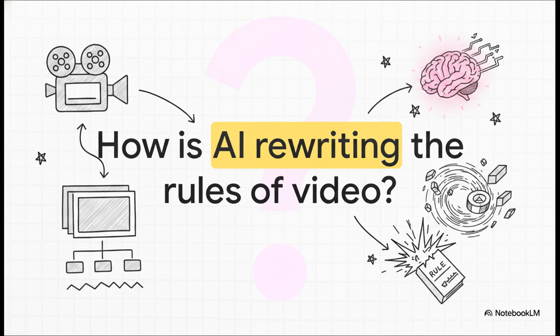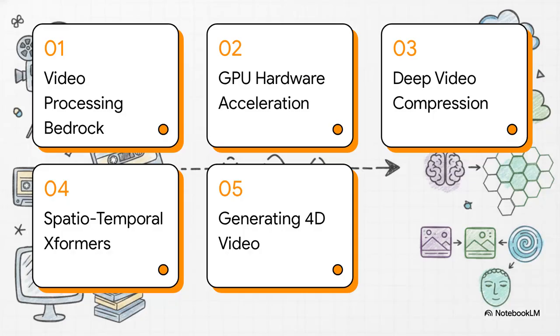Think about it. Every time you stream a movie, upload a clip, or watch one of those crazy new generated videos, there is a massive, highly optimized pipeline working furiously behind the scenes. We're going to break down exactly how that works and look at how artificial intelligence is basically tearing up the traditional rulebook. Here's our roadmap for the explainer.